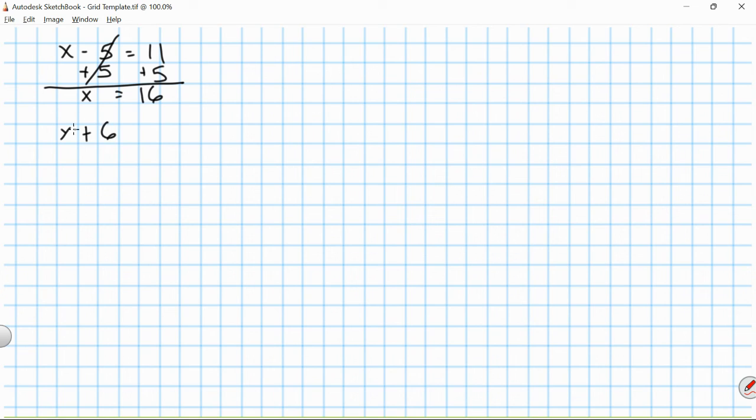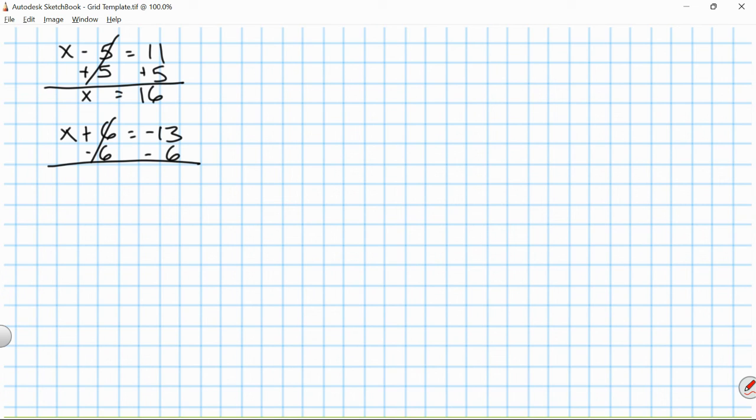X plus 6 equals, I'll just change it, negative 13. What do I do to get the x by itself? Subtract 6. If I'm adding 6 to x and my answer is negative 13, I subtract 6 from x to see where I started. Cancels.